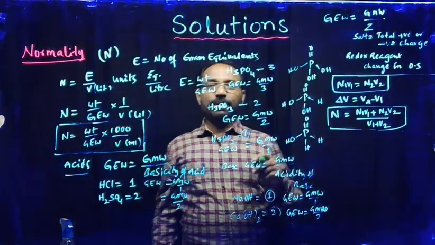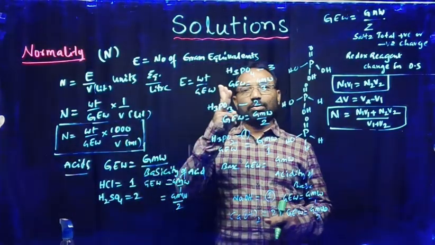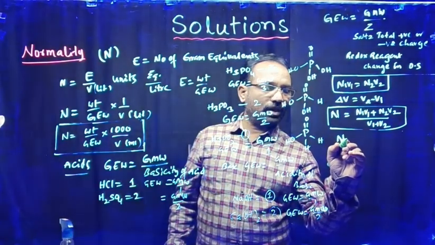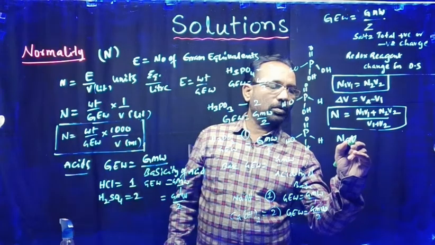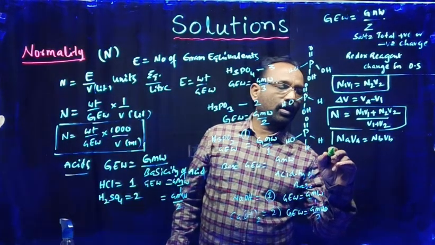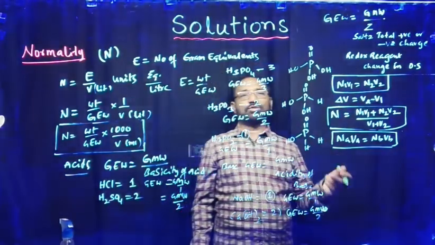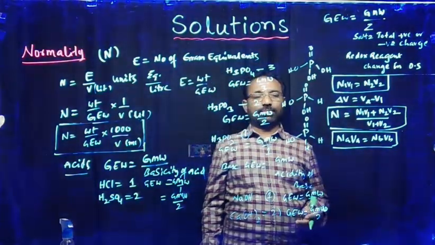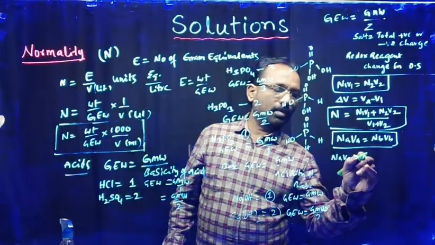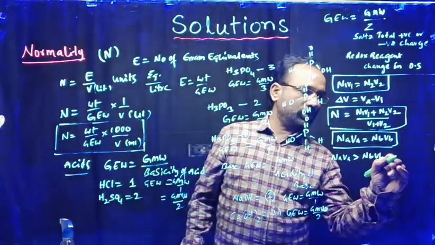Next, if we mix an acid as well as a base, here you have to remember three conditions. First condition, NAVA equals NBVB. In that case, the solution is neutral, and generally the pH of the solution is 7. But if NAVA is greater than NBVB, that solution is acidic.